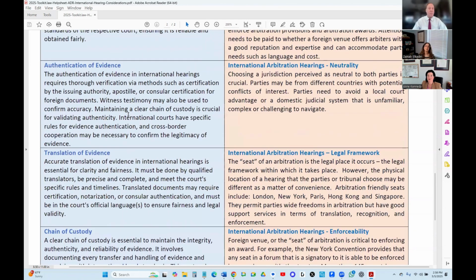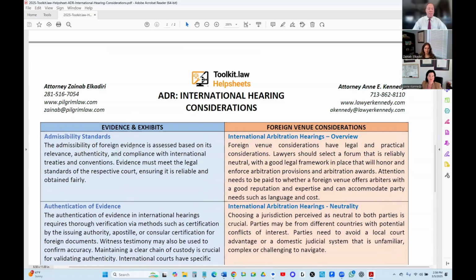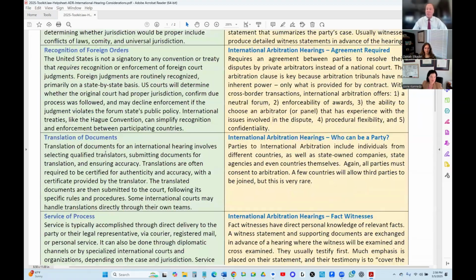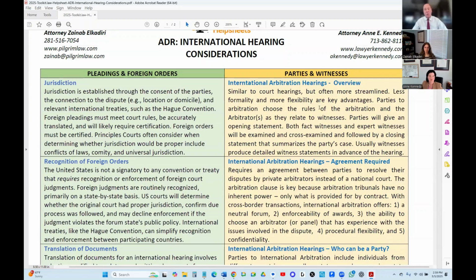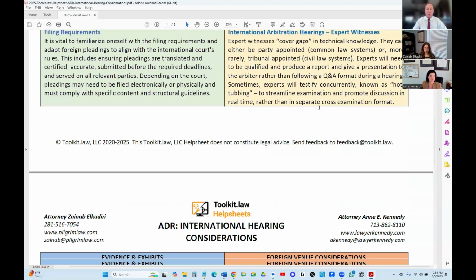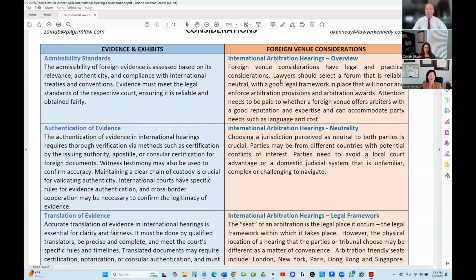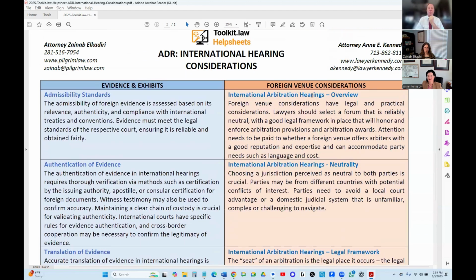So I want to point out that the column we're in right now is regarding evidence and exhibits, and that's how you touched on expert witnesses. And in the previous page, we were talking about parties and witnesses, a little bit of an overlap. Absolutely. Okay. And you have the last column, foreign venue considerations regarding international arbitrations.